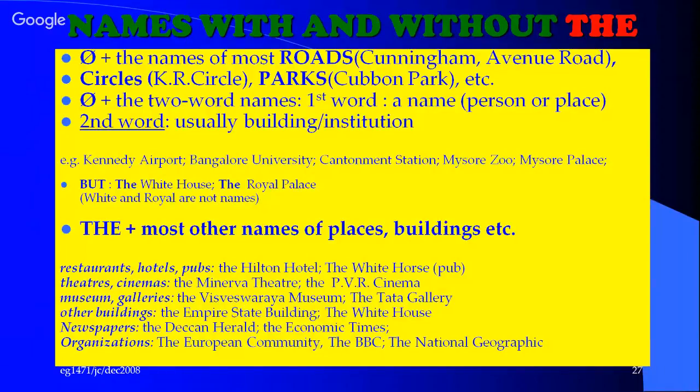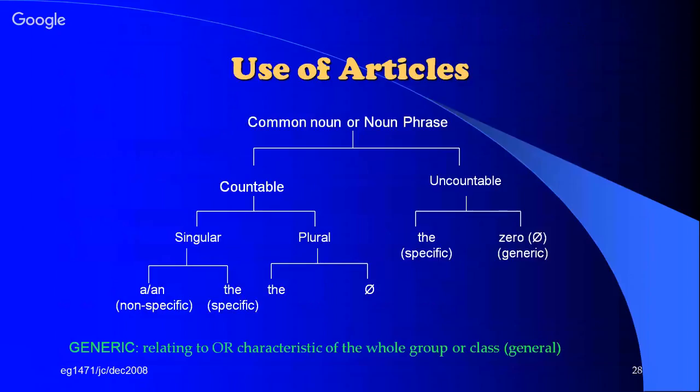The is used with most other names of places, buildings, etc. So restaurants, hotels, pubs: the Hilton Hotel, the White Horse, which is a pub, the Minerva Theatre, the PVR Cinema, the Vishveshwaraya Museum, the Tata Gallery, the Empire State Building, the White House, the Deccan Herald, the Economic Times, the European Community, the BBC, the National Geographic.